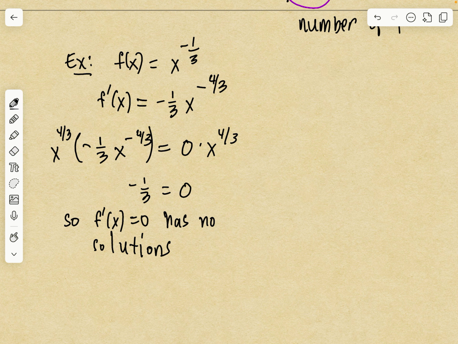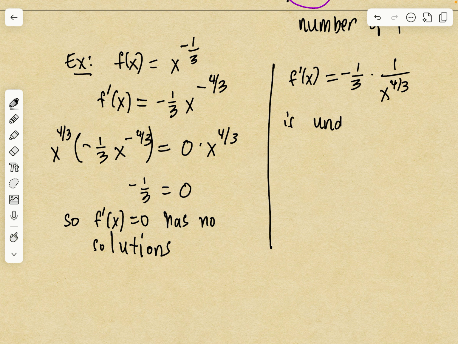Now we need to see where f prime of x is undefined, right? So let's write f prime of x. Again, I can write it as negative 1/3 times 1 over x to the 4/3. And when I do that, I can see where this function's undefined. Where is it undefined? At x equals 0, right?